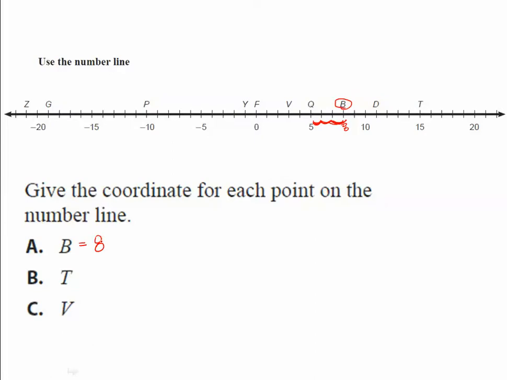Then it asked me, what is the coordinate of point T? Well, T is easy. We don't have to do any counting. They gave that one to us. Then they asked us for the coordinates of V. So I look here, F is 0, so I'm going to go 1, 2, 3. So that means V's coordinate is going to be 3.